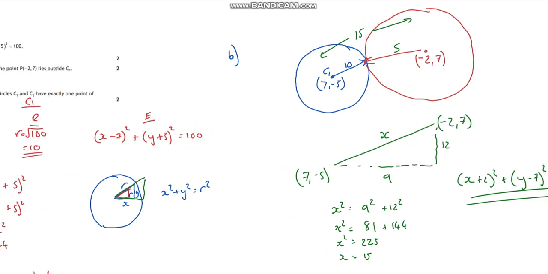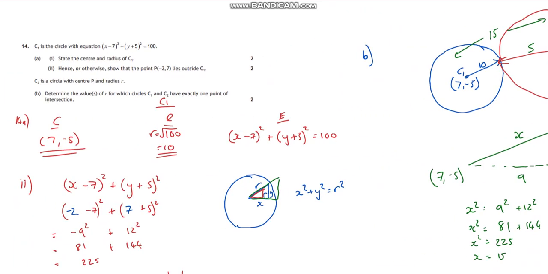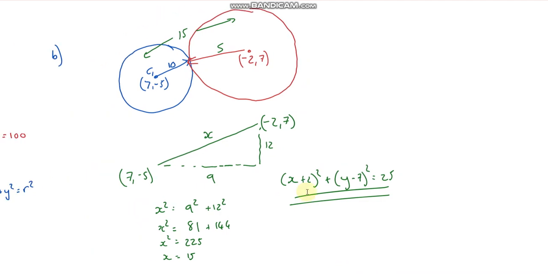Did the question ask for the equation? Oh no, it just asked for the radius. Sorry, yeah, it asked for the value of the radius. So the radius would be equal to 5. Sorry, so there you go. Just saying r is equal to 5 would be fine. So yeah, I hope that was helpful.